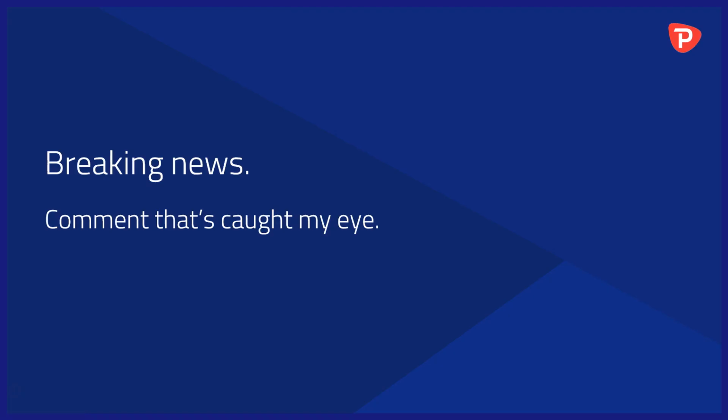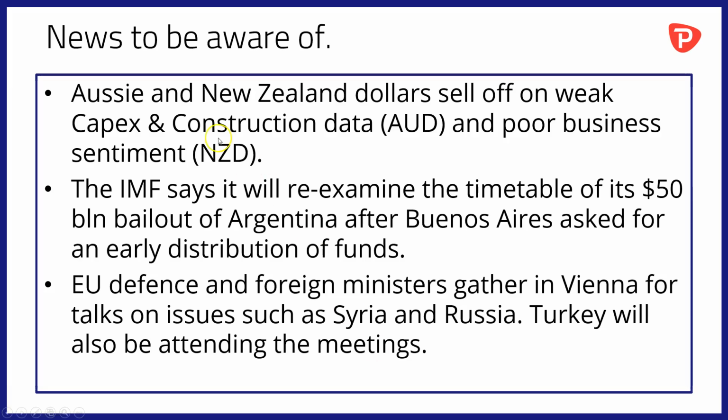Okay then, breaking news and comment that's caught my eye overnight. First of all, the Aussie and the New Zealand dollars have sold off on weak capex and construction data in the case of Australia, and poor business sentiment in New Zealand, and I think it's fair to say at the moment that when the market finds an open door, or a door that opens, it keeps pushing. The IMF has said it will re-examine the timetable of its $50 billion bailout of Argentina after Buenos Aires asked for an early distribution of funds. Meanwhile, EU defence and foreign ministers will gather today in Vienna for talks on issues such as Syria and Russia. It's interesting to note that though it's not a NATO meeting, Turkey will also be in attendance.